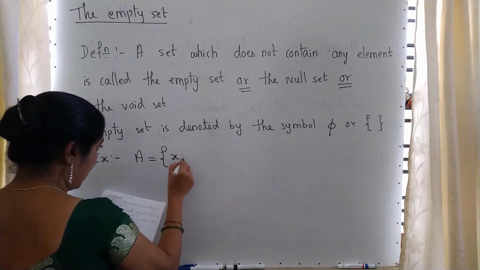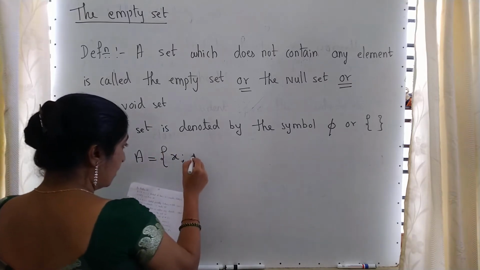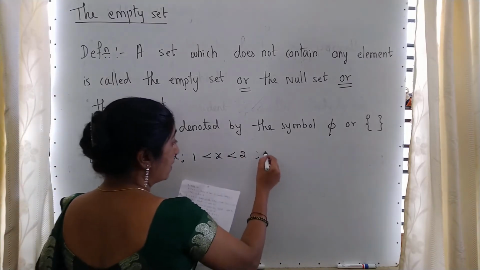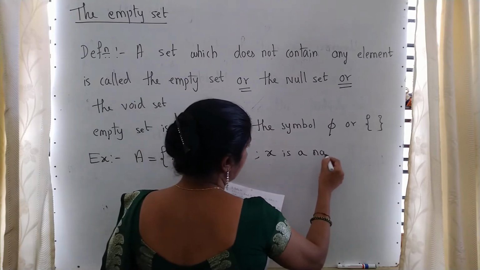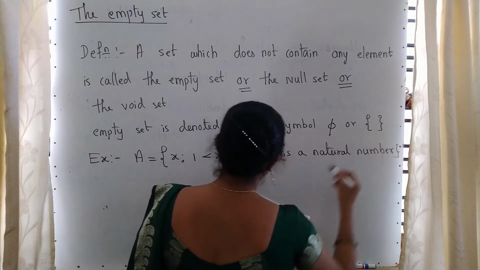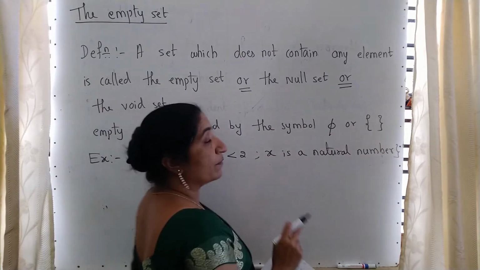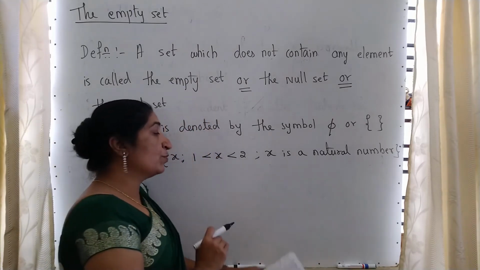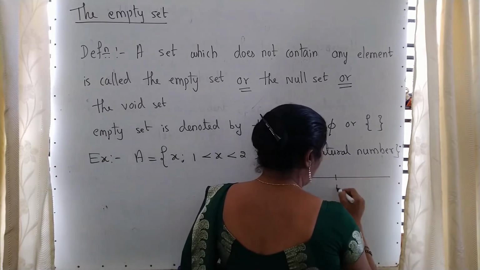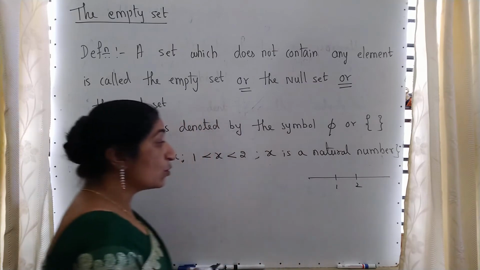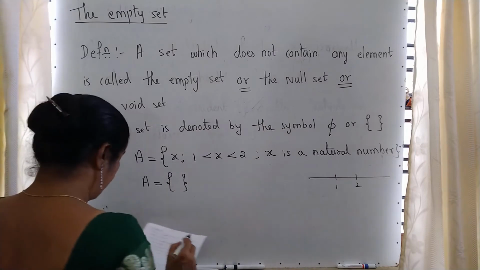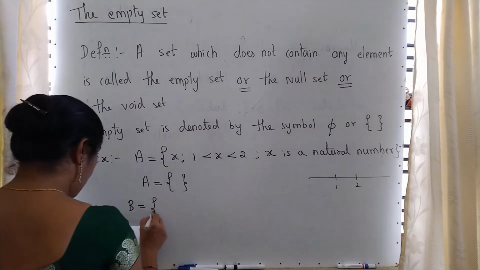A: x such that, this is the symbol for such that, x is lying between 1 and 2 and x is a natural number. See students, can you tell me a natural number between 1 and 2? Natural number means ಸ್ವಾಭಾವಿಕ ಸಂಖ್ಯೆಗಳು. 1 ಮತ್ತು 2ರ ಮಧ್ಯೆ ಇರೋ ಸ್ವಾಭಾವಿಕ ಸಂಖ್ಯೆಗಳನ್ನು ಹೇಳಬಹುದಾ? ಇಲ್ಲ. There is no value between 1 and 2. There is no natural number between 1 and 2. Then the set A is a null set.